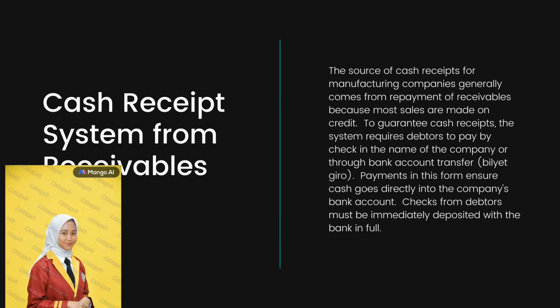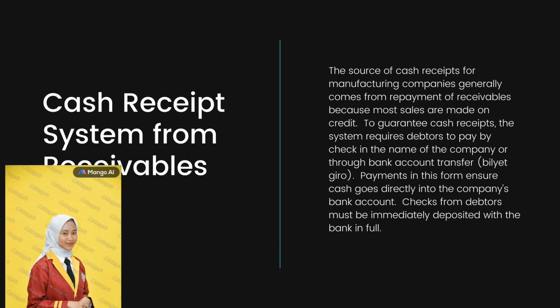Cash receipt system from receivables. The source of cash receipts for manufacturing companies generally comes from repayment of receivables, because most sales are made on credit. To guarantee cash receipts, the system requires debtors to pay by check in the name of the company, or through bank account transfer, or billet giro. Payments in this form ensure cash goes directly into the company's bank account. Checks from debtors must be immediately deposited with the bank in full.